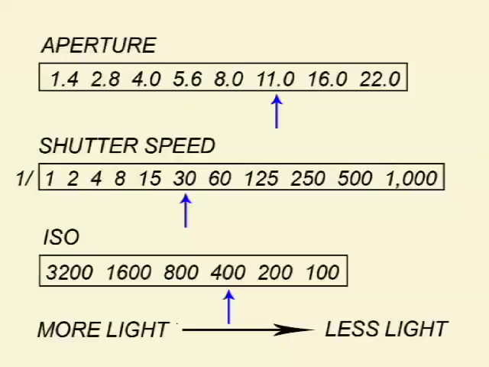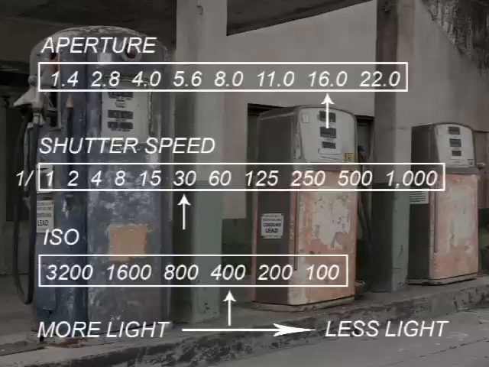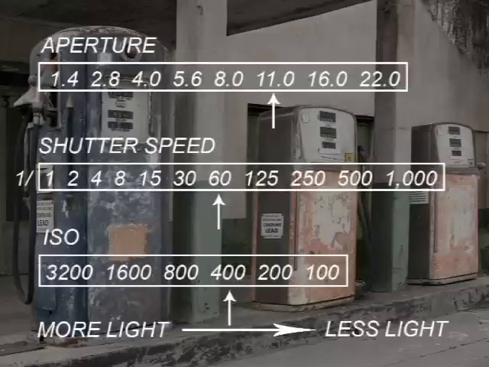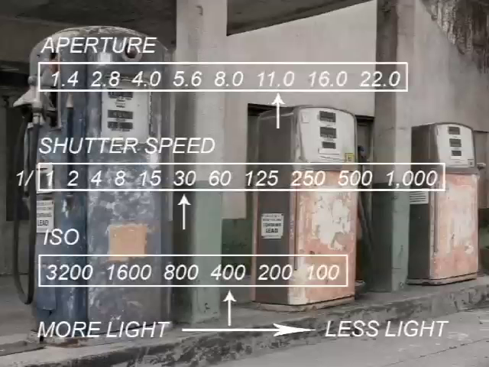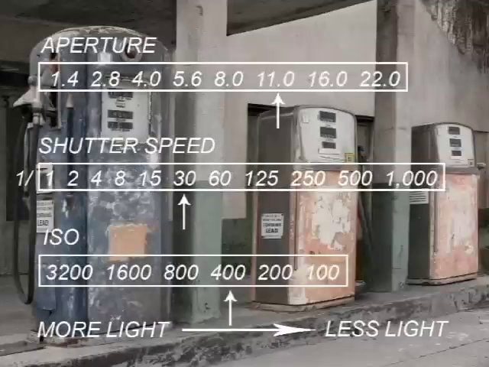Let me show you. Let's say our meter gives us an exposure of an aperture of f11, a shutter speed of 1/30th of a second, and an ISO of 400. If we move the aperture one stop to the next smaller opening, we cut the light in half. Now let's put the aperture back where it was. If we adjust the shutter speed to one stop faster, we cut the light in half. Now let's put the shutter speed back where it was. If we adjust the ISO to one stop slower, we cut the light in half. Now let's put the ISO back where it was.